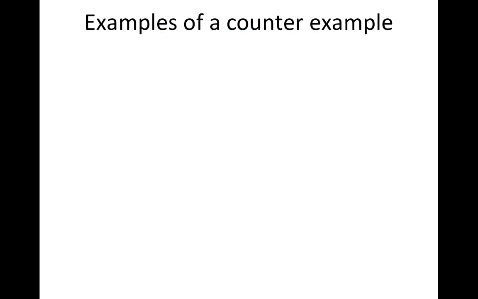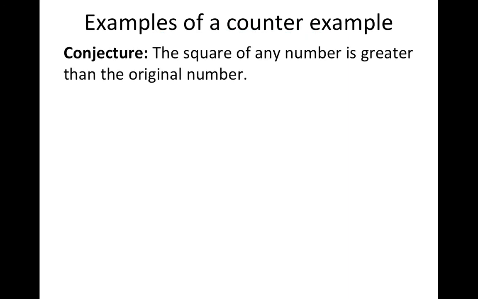Now let's do an example of a counterexample with math. Not geometry, just regular old math. What if I tell you that my conjecture is that if I take any number and I square it, the square of any number is greater than the original number? Okay, let's start with 2. If I take 2 and I square it, I get 4, and 4 is indeed bigger than 2. So the square of 2 is bigger than 2. Check. So far my conjecture holds. Let's try it with 3. 3 squared is 9, and 9 is bigger than 3.